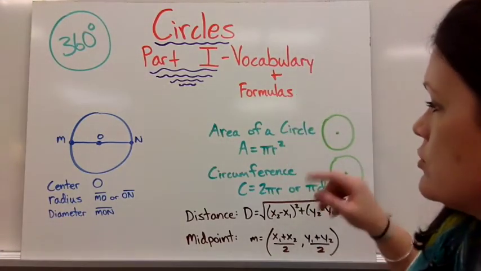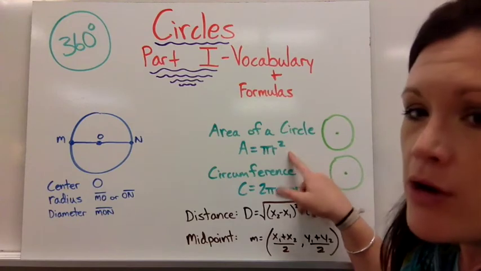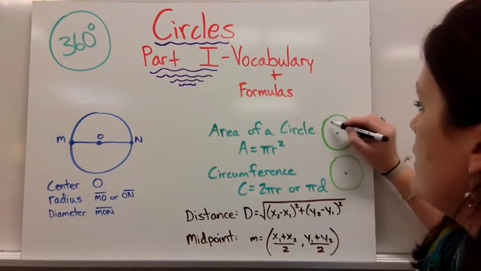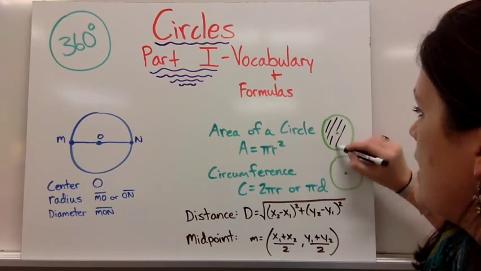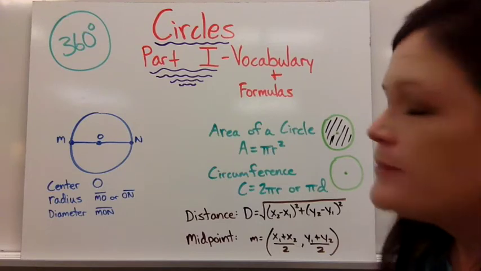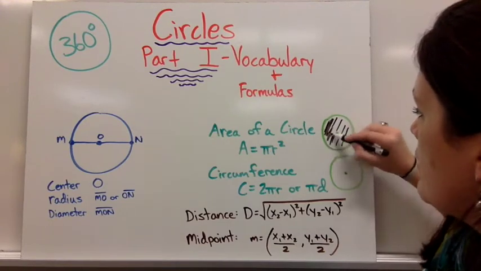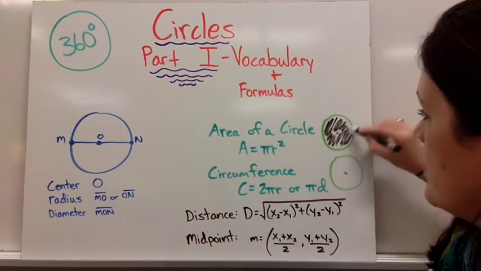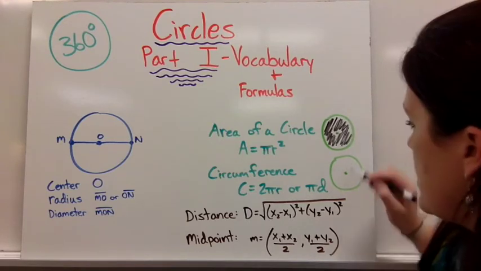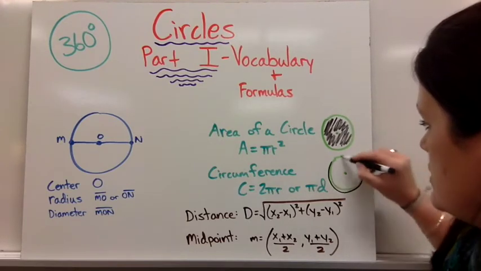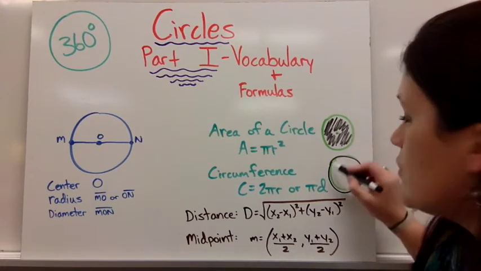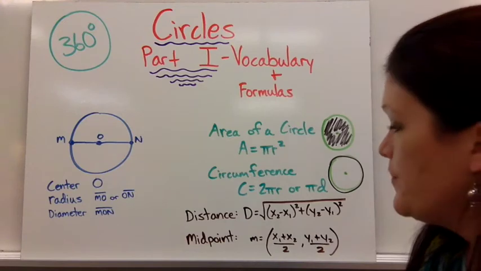The area of a circle can be found using pi r squared. R is the radius. The area of a circle is to find how much space that circle takes up. So you would want to find out area using pi r squared. Circumference is equal to 2 pi r, or pi times diameter, and circumference is figuring out the distance around the outside of the circle. So it's sort of like the perimeter of our circle.